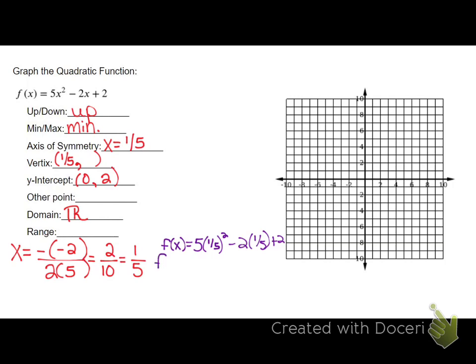So now I'm going to have the function of x equals 5 times 1/25 minus 2 times 1/5 plus 2. Okay? What's my next step?